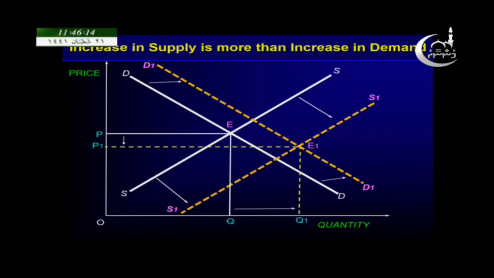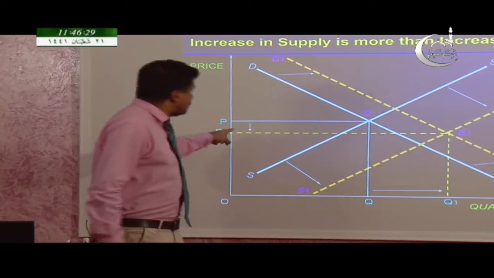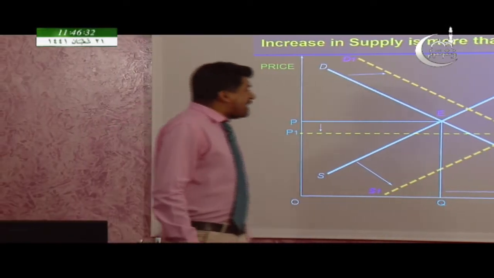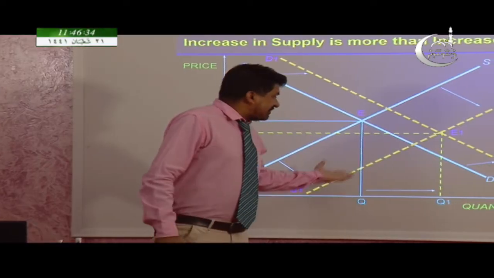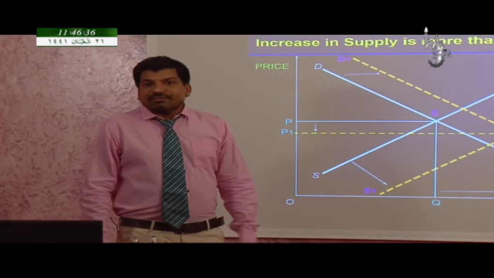But look at the distance between these two here. So the supply curve has a large increase and the increase in demand is small. So what is the effect? Just look at the diagram and you can see that here market price increased from P to P1 and market quantity increased from Q to Q1 as well.